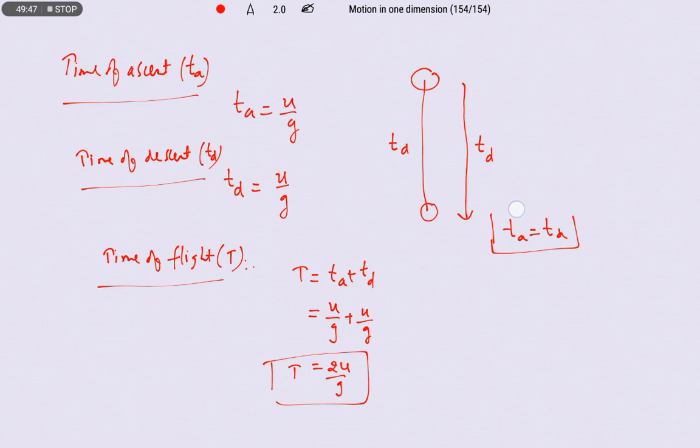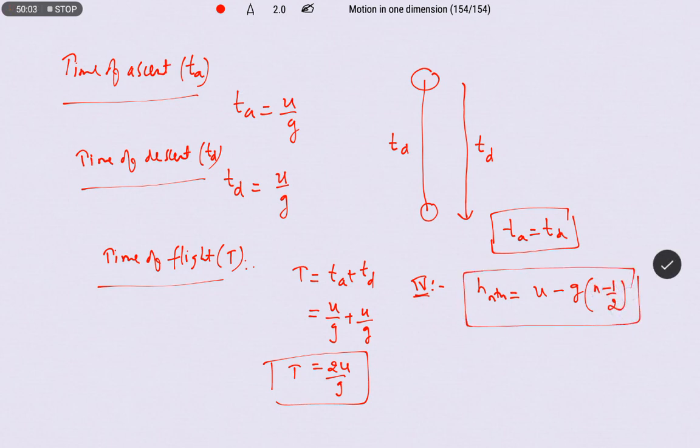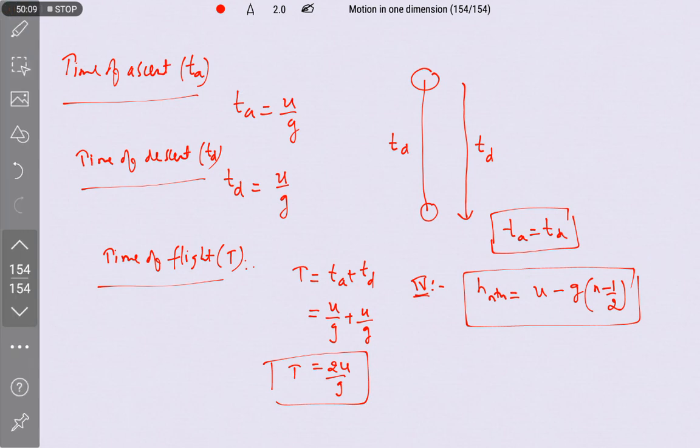And from this we can also identify that Ta equals Td. Sir, then what about the fourth equation of motion for a vertically projected upward body? So the fourth equation of motion we can write as h nth is equal to u minus g into n minus 1 by 2. This is the fourth equation of motion for a vertically projected upwards body. Right, next let us plot the graphs related to this motion.